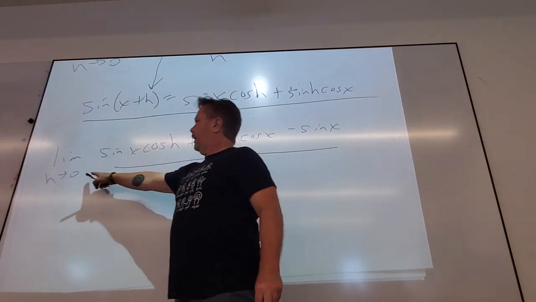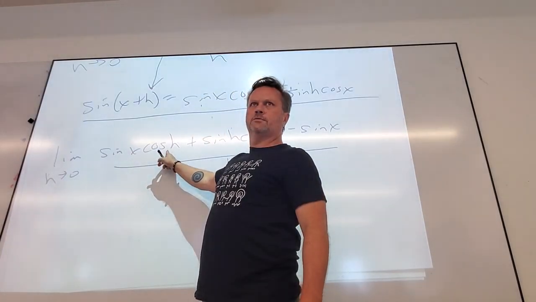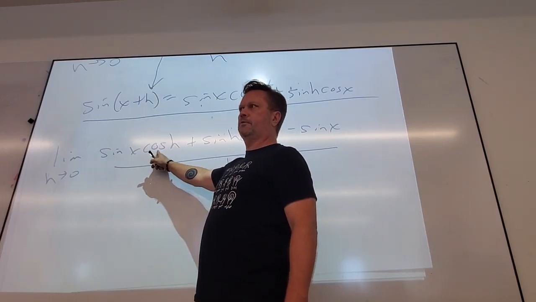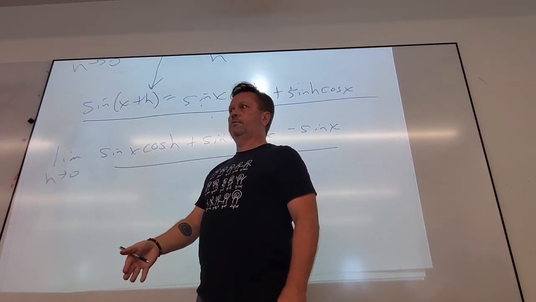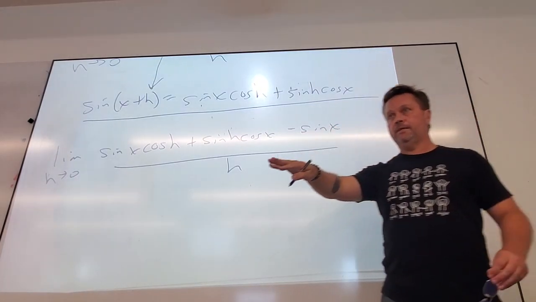Real quick, if I let h go to 0, what does cosine h do? If the input's going to 0, what is cosine approaching? What's cosine of 0? 1. Yes? Cosine of 0 is 1. Does everybody see that piece?